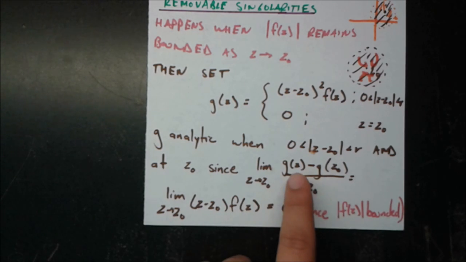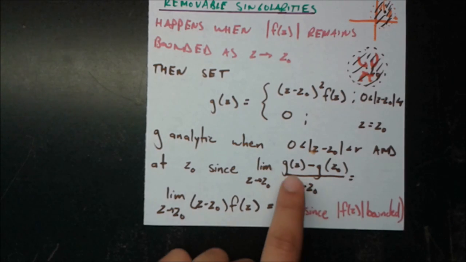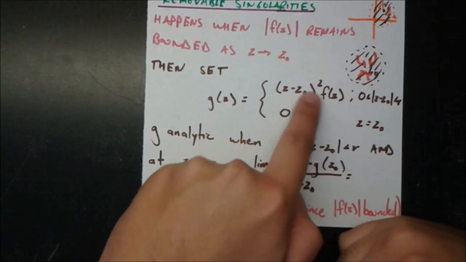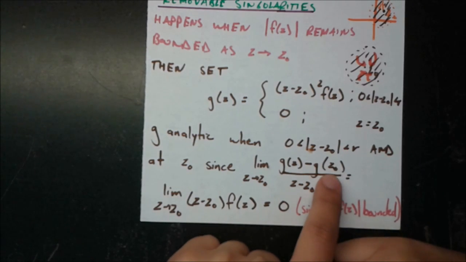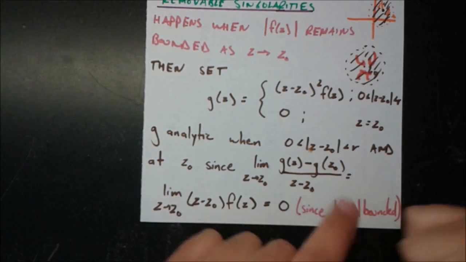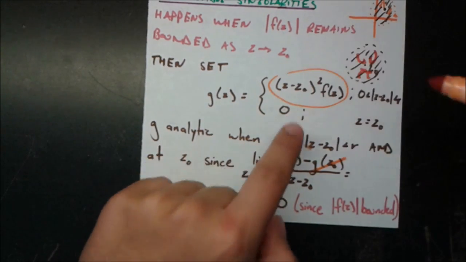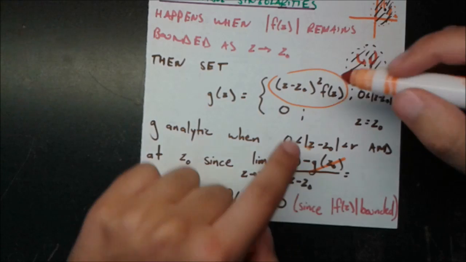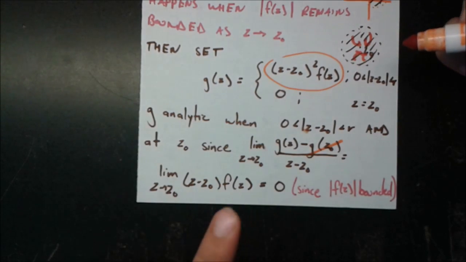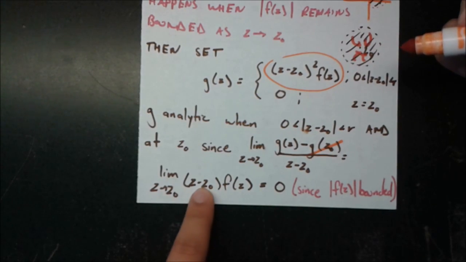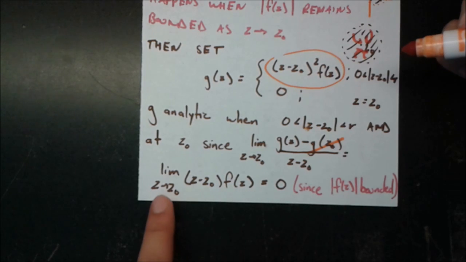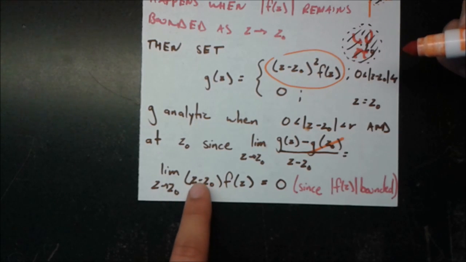The limit as z approaches z0 of g of z minus g of z0 over z minus z0. So let's see what happens. Now g of z is this whole thing. g of z0 is going to be 0, so this just goes away. And then g of z is this. Now if we divide that by z minus z0, then one of these factors of z minus z0 will go away, and we're just left with one factor of z minus z0 times f of z. And now what happens as z approaches z0? Well, what's going to happen to z minus z0?